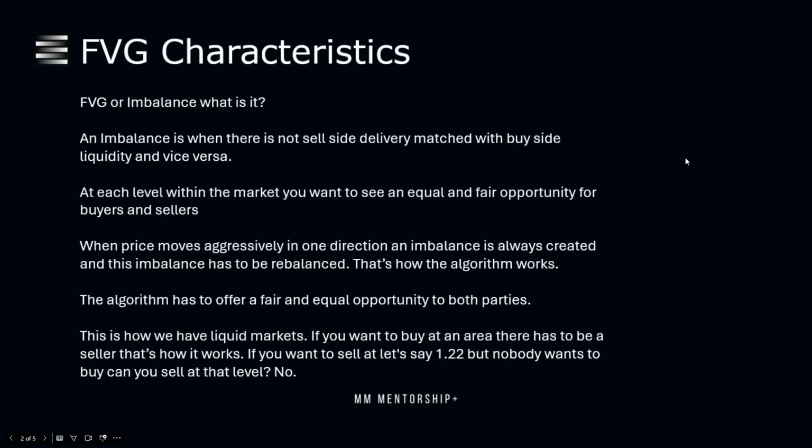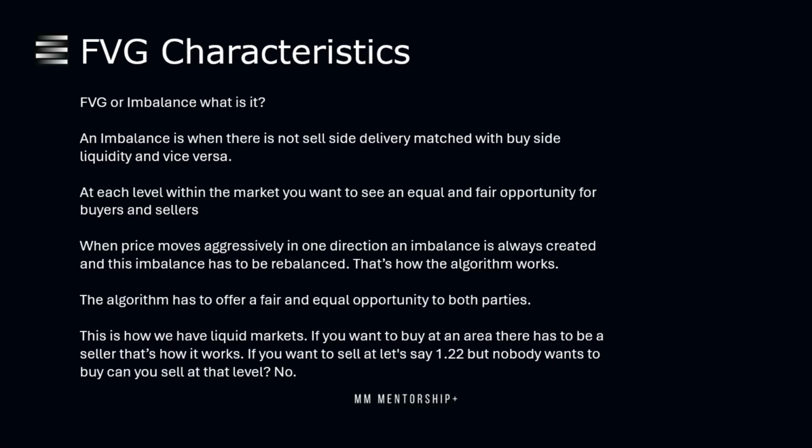So the FVG, fair value gap, is also known as imbalance. Either or, they both mean the same thing. I don't know why there are so many different names for the same thing in Forex, but there just is. An imbalance is when there is not sell side delivery matched with buy side liquidity, and vice versa. At each level within the market, you want to see an equal and fair opportunity for buyers and sellers. When price moves aggressively in one direction, an imbalance is always created, and this imbalance has to be rebalanced. That is how the algorithm works.